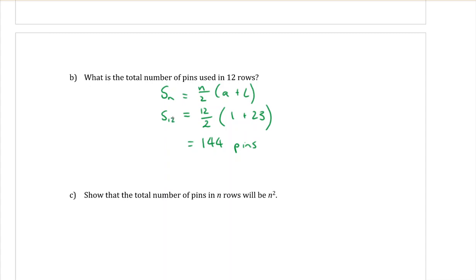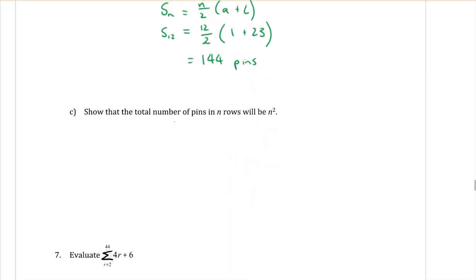Okay, one more. No, there's part C. Show that the total number of pins in n rows will be n squared. So we're still going to use a equal to 1 and d equal to 2, but we want to find a general form for it, so we're not going to sub in anything for the n. Now, that means we're going to have to use the first formula, though, because otherwise we need to know the L. We don't know the L, because it's a general form.